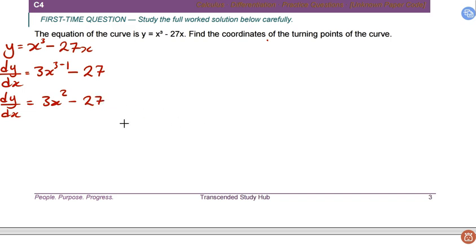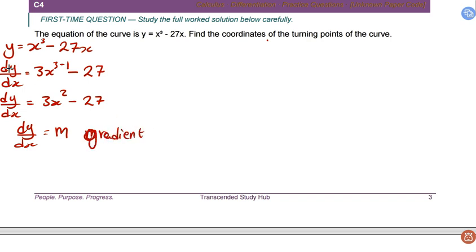So now, one thing that you have to understand, which is a very new thing here, is that dy over dx is equal to m. What is m? M is the gradient. So the gradient is m, like that.